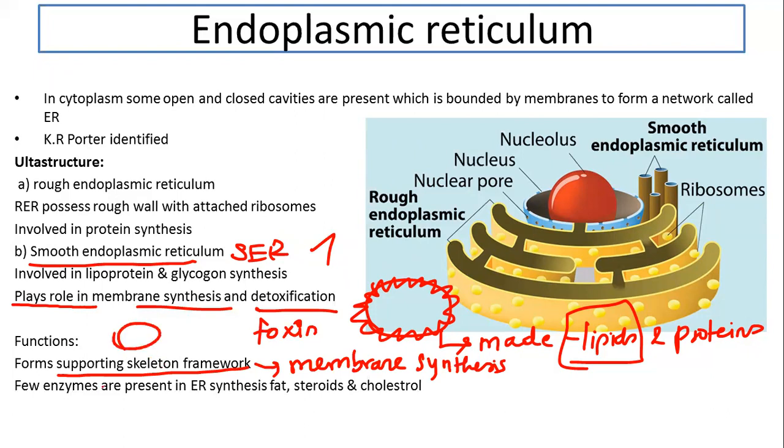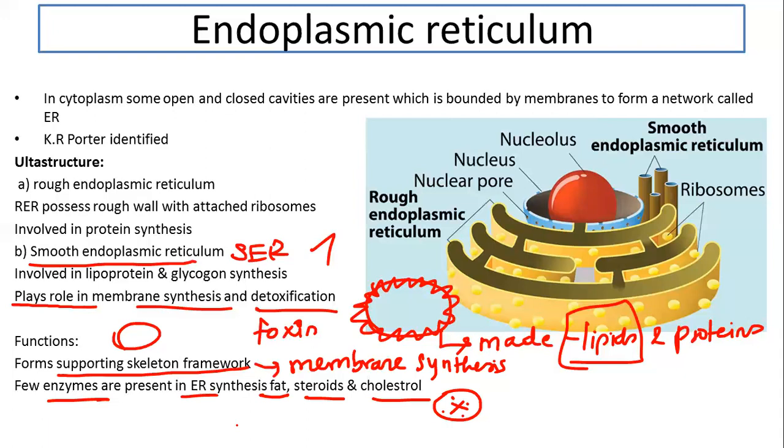Am I right? Okay, and also there are a few enzymes present in the endoplasmic reticulum, which help in synthesizing fat, steroids, and cholesterol. Just look over this sentence, no need to go very deep about it. For your level it is not that required. So enzymes present on the endoplasmic reticulum help to produce fat, steroids, and cholesterol. So this is all about endoplasmic reticulum.